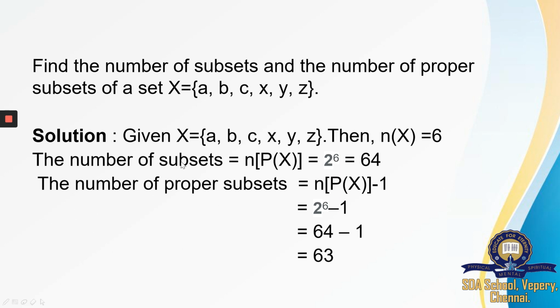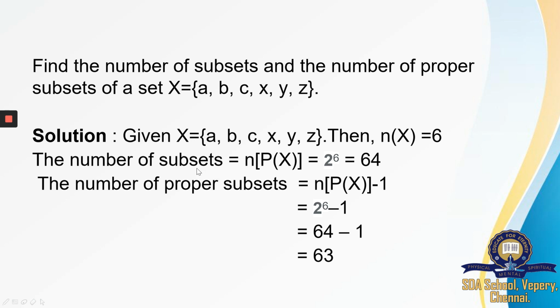For example, say you have to find the number of subsets and the number of proper subsets of a set X equal to {A, B, C, X, Y, Z}. So the set X consists of these elements. First I have to find the cardinality of X. What is the cardinality? It's simply the number of elements. How many elements are there? Six elements are there over here. So the number six is written over here.